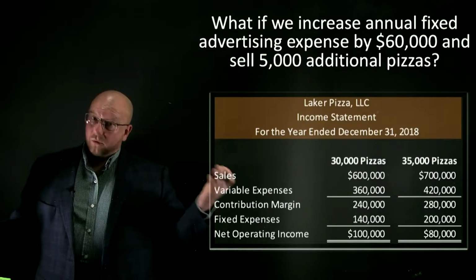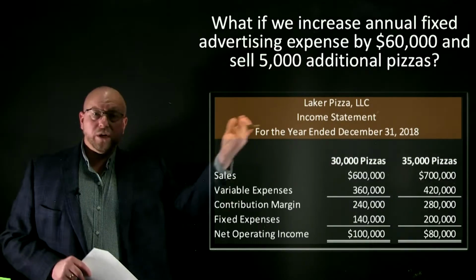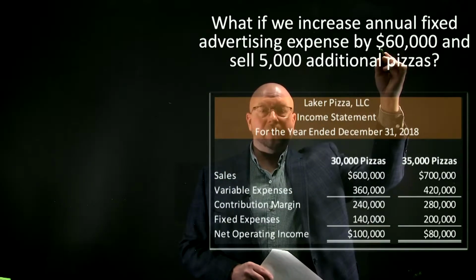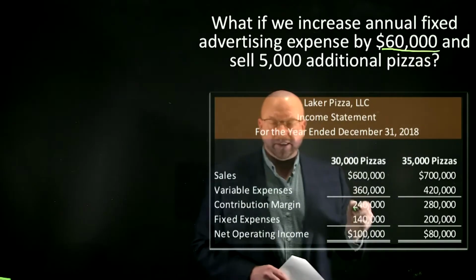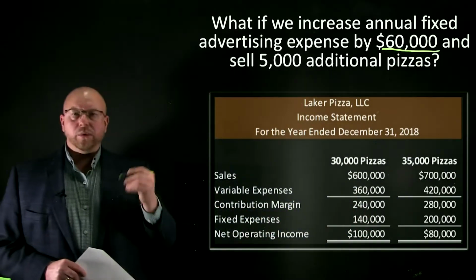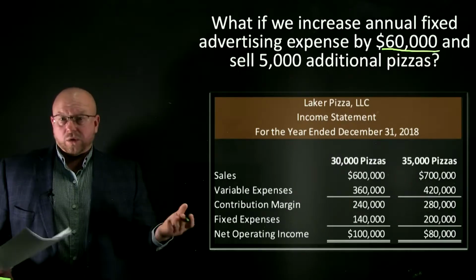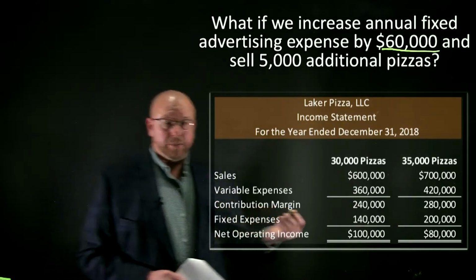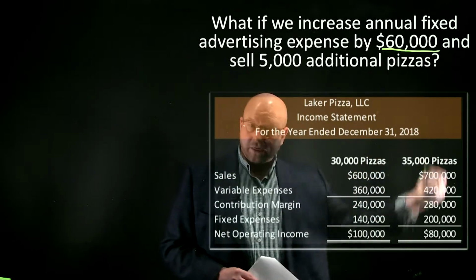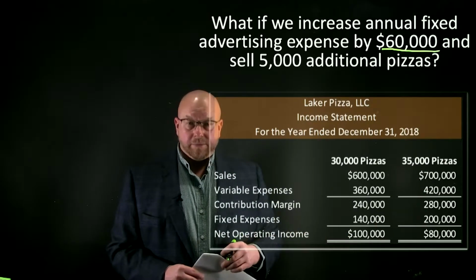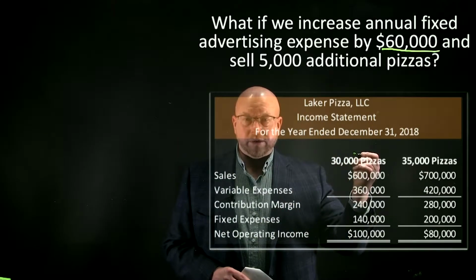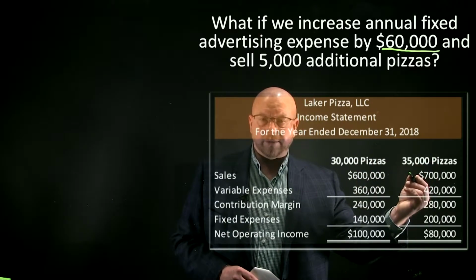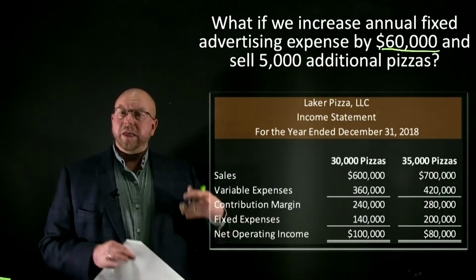Cost, volume, profit, what-if analysis. So what if we advertise more? Annual advertising expense, we're going to invest $60,000 into advertising. And if we do that, we think we will sell 5,000 extra pizzas. The question is, is this a good idea or not? One of the ways you can answer the question is to simply create comparative side-by-side contribution margin income statements where at 30,000 pizzas, your sales will be 30,000 times 20. At 35,000 pizzas, 35,000 times 20 is 700,000 of revenue, et cetera.